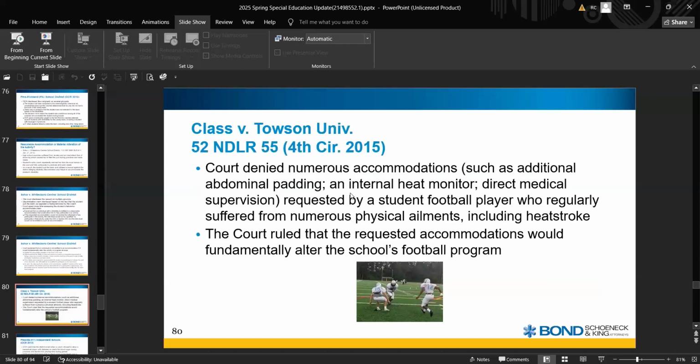Let's see. Now, here's another interesting case where the accommodations would give the student an advantage, and that's not fair either.